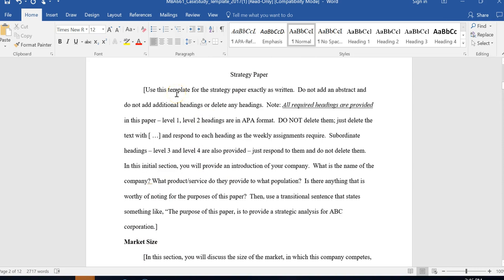In this first section, we're going to introduce what the paper is essentially going to be about. Remember my comments from the template: we're not trying to overtalk here. I want you to speak as directly as you can. Introduce the name of the organization that you're going to be studying over the course of this module, and just be direct.